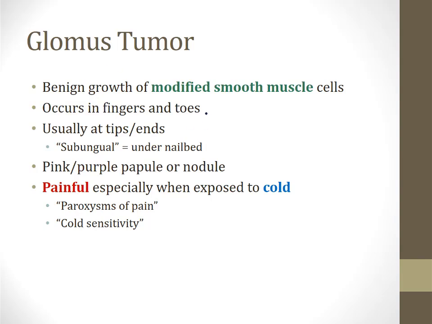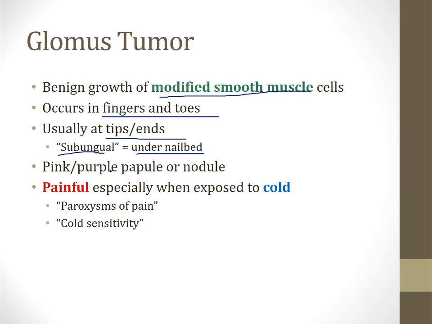A glomus tumor is a benign growth of modified smooth muscle cells from the glomus body. These are going to occur in the fingers or toes in the places where you find glomus bodies. Usually glomus tumors occur at the tips or ends of the fingers or toes. Sometimes they are called subungual, which means they are under the nail bed.